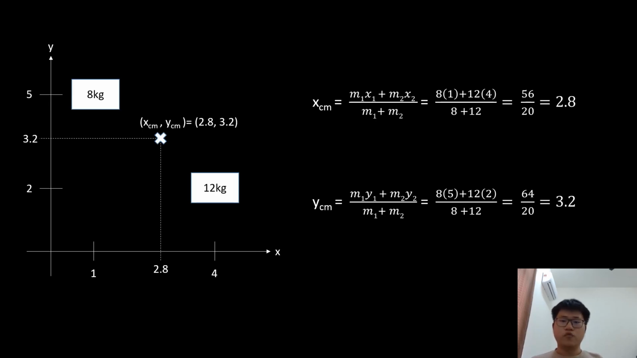After knowing this, it will be very easy for us to complete this example. We just substitute the masses and coordinates for both the loads we have here into the formula. We will get the x and y coordinates for the center of mass, which are 2.8 and 3.2.